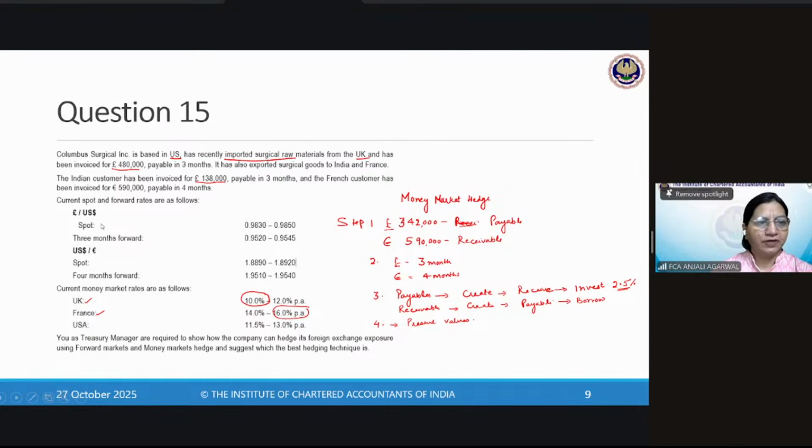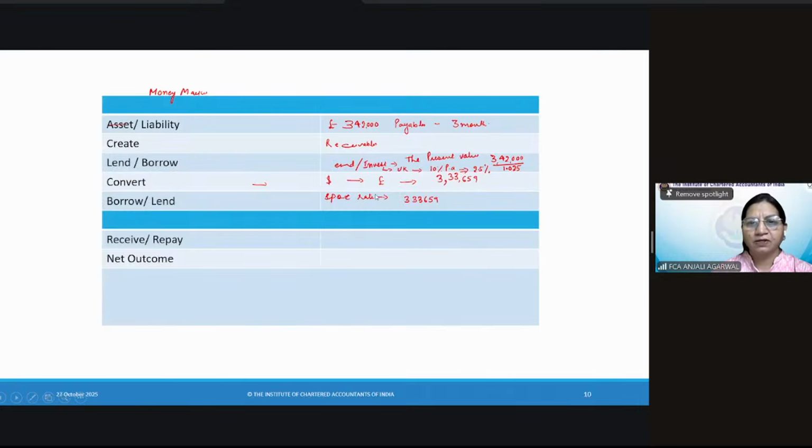What is the spot rate against pounds? This is the spot rate. What is it? 1 pound is for US dollar 0.9830 and 0.9850. Now, because you have to borrow this amount, you don't have it, you will borrow it in the US market, and therefore you need to have pounds. So pound ask rate would be applicable.